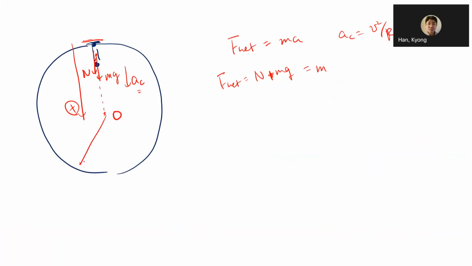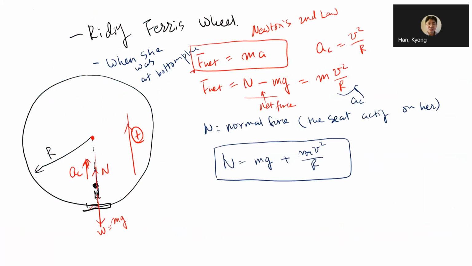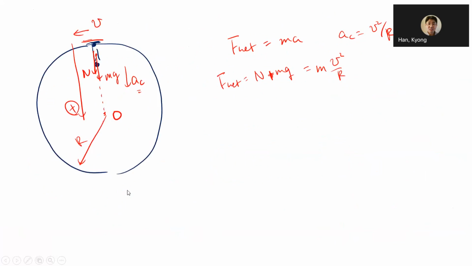Here the radius is r. So m v squared over r. V is the speed, how fast she is rotating. Then in this case, the normal force will be m v squared over r minus mg.